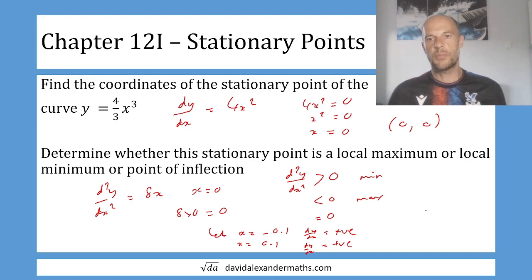So if this point 0, 0 has a positive gradient on both sides, then it is a point of inflection. If it was positive, then negative, it would be a local maximum. If it was negative, then positive, it would be a local minimum. But because it's the same, both positive and positive, then it's a point of inflection. If it had been negative and negative on both sides, that would also mean a point of inflection. So when the second derivative equals 0, further investigation is required to see whether it's a local maximum, local minimum, or a point of inflection.